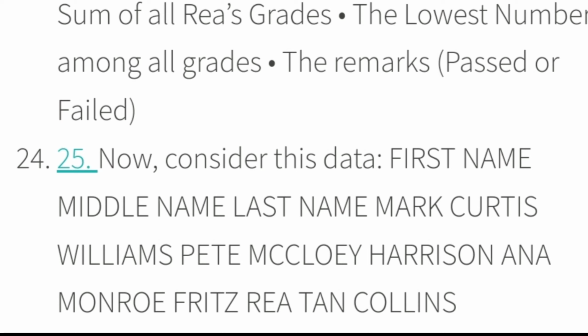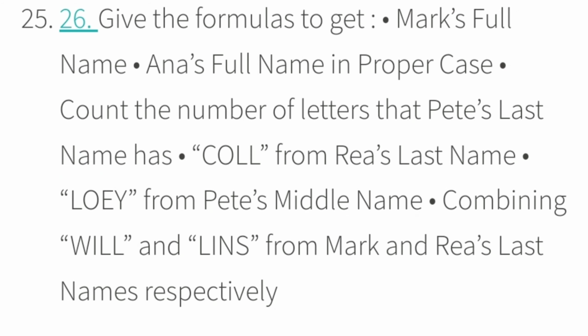Now consider this data: First name, Middle name, Last name. Mark, Curtis, Williams. Pete, McLaughlin, Harrison. Anna, Monroe, Fritz. Rhea, Tan, Collins. Give the formulas to get Mark's full name and Anna's full name in proper case. Count the number of letters that Pete's last name has. Get "Col" from Rhea's last name, "Chloe" from Pete's middle name, combining "Will" and "Lins" from Mark's and Rhea's last names respectively.